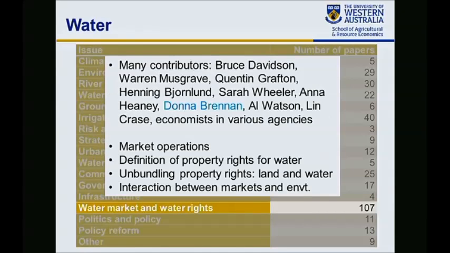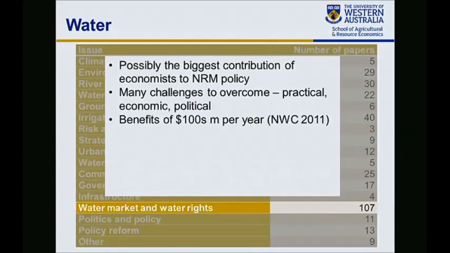So, maybe I should just mention some of the names. Warren Musgrave at UNE, Quentin at ANU, Henning and Sarah at Uni of South Australia, Anna Heaney at ABARE, as I said, Al Watson in Melbourne, Lynn Craze at La Trobe. Yeah, he's moved to Uni of South Australia, that's right.